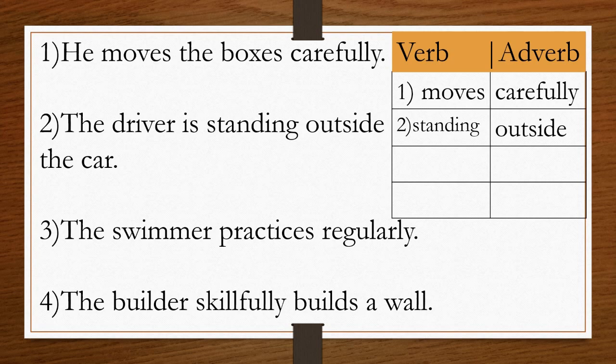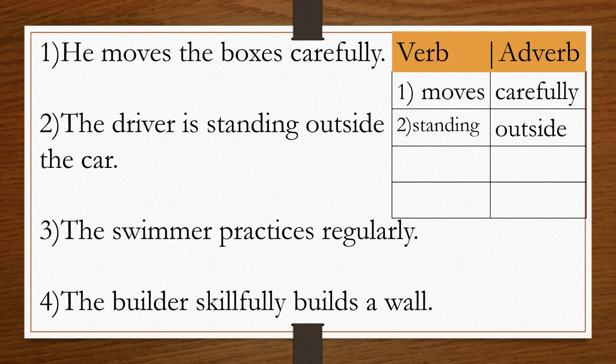One more we will solve. The driver is standing outside the car. So, here standing is the verb. So, I have written it in the verb column. And where is standing? So, outside. Outside is an adverb. So, I have written it in the adverb column.